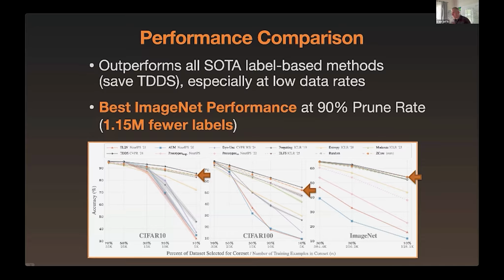And we also find that when we look at ImageNet performance specifically at a 90% prune rate, not only does ZCore use 1.15 million fewer labels, the data set that it selects as its core set actually outperforms TDDS. And so in this one case, you kind of get to have your cake and eat it too, in that we're getting the top performance, and we're not requiring that you label your data just to select from it, and we're not requiring any pre-training on the data.